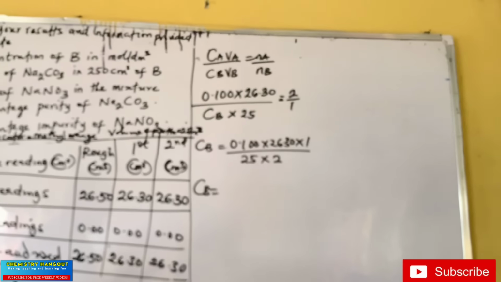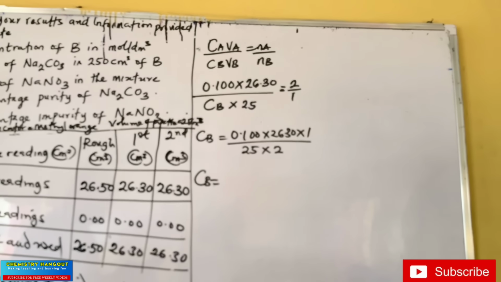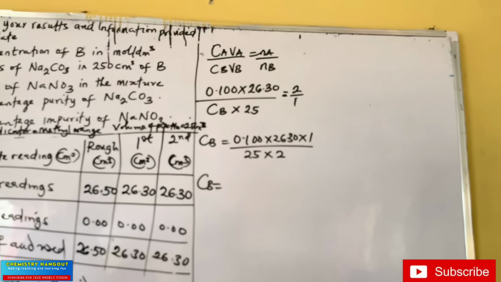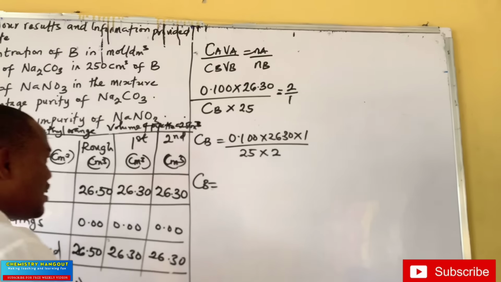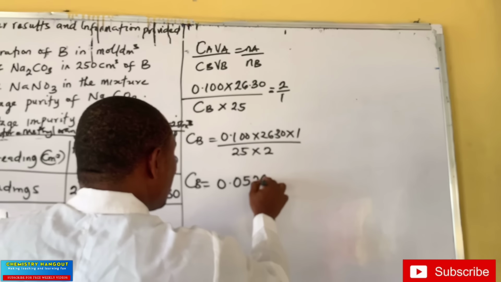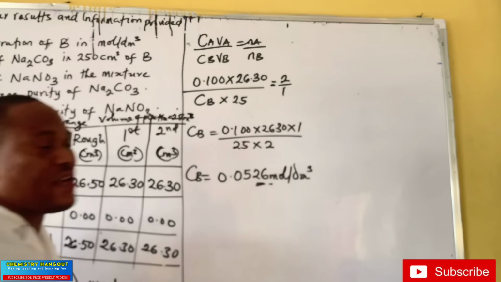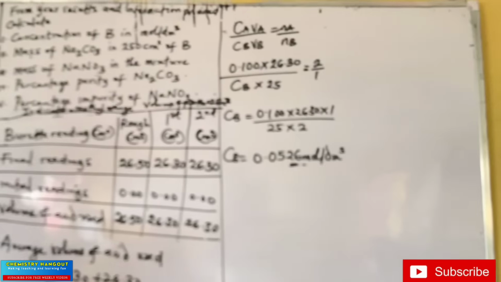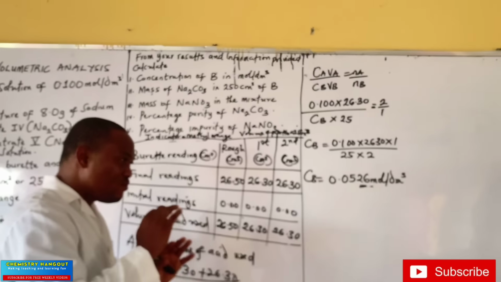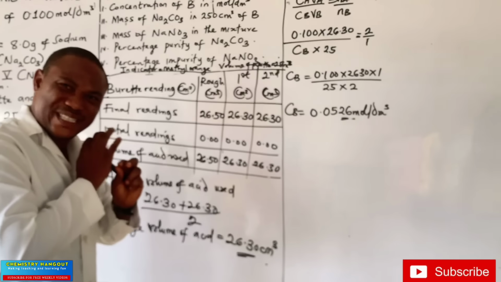That's why we're always doing this on this channel. 0.1 times 26.30, divided by 50. That's 0.0526. From my calculator, it is 0.0526 mole per dm cube. It's correct. This is done now. I want to believe this is clear, very clear. That's why I'm always simplifying all these things. No ambiguous terms, no bogus terms. Just straight to the calculation with simple terms.